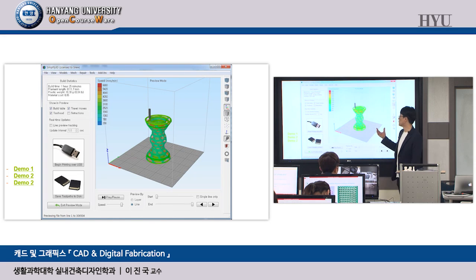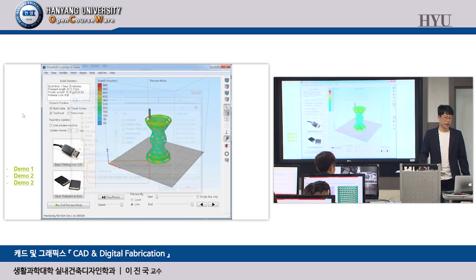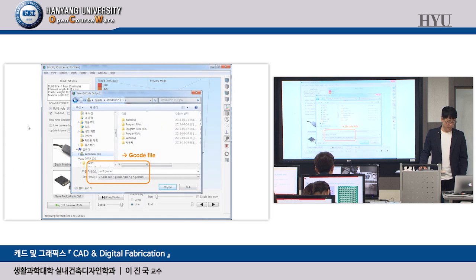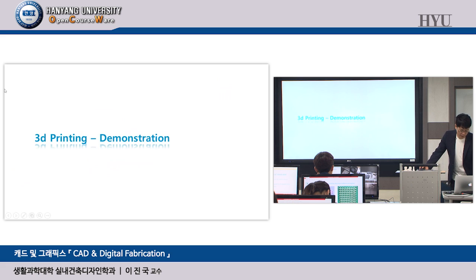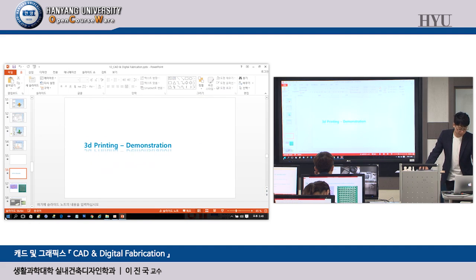Of course, with this kind of 3D printing, machine by machine, they have some separate characteristics. But anyway, this is the usual 3D printing mechanism. Okay, thanks to the G-code file. Okay, demonstration.